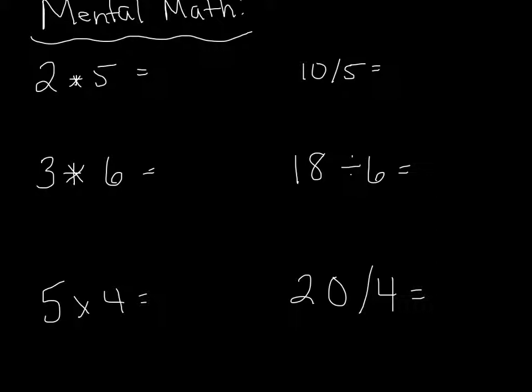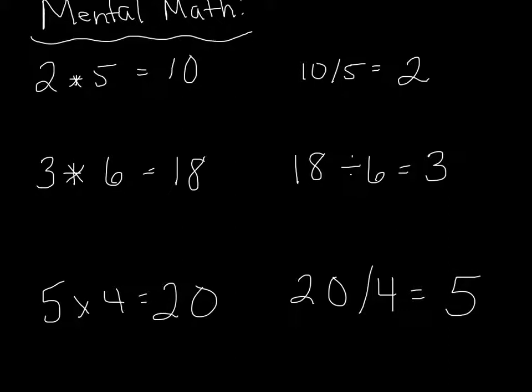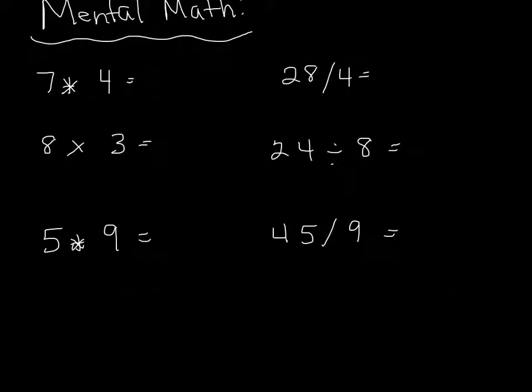I'll say the problem, you say the answer. 2 times 5 equals 10 divided by 5 equals 3 times 6 equals 18 divided by 6 equals 5 times 4 equals 20 divided by 4 equals. Erase your board and begin your next set of problems.